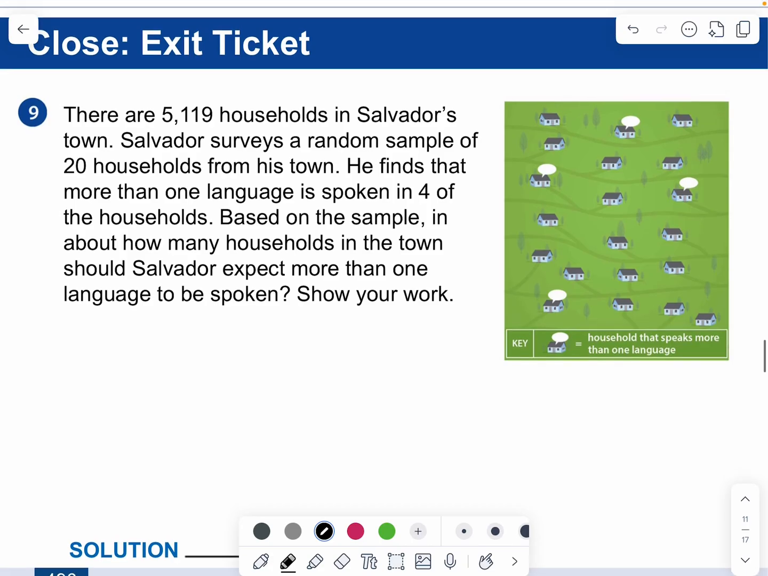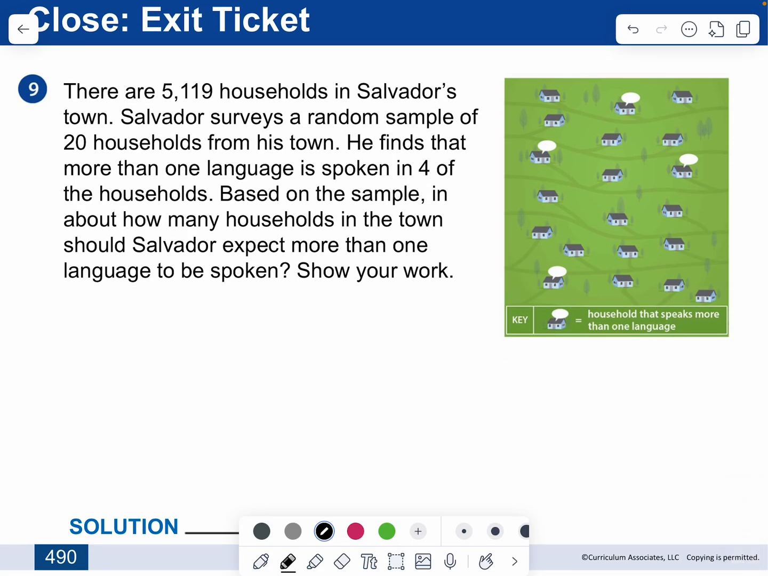And number 9, there are 5,119 households in Salvador's town. Salvador surveys a random sample of 20 households from his town. He finds that more than one language is spoken in 4 of the households. Based on the sample, in about how many households in the town should Salvador expect more than one language to be spoken? So 4 out of 20. How many if we did the whole town of 5,119?